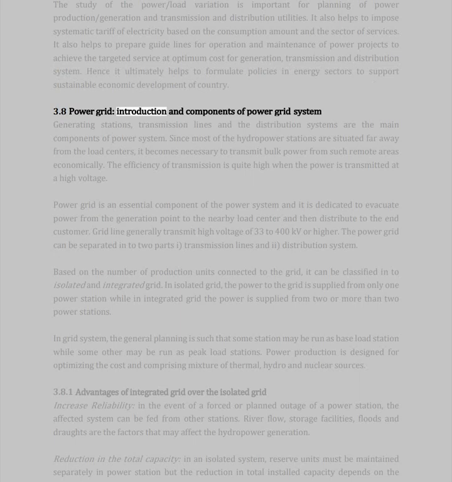3.8 Power grid, introduction and components of power grid system. Generating stations, transmission lines, and the distribution systems are the main components of power system. Since most of the hydropower stations are situated far away from the load centers, it becomes necessary to transmit bulk power from such remote areas economically. The efficiency of transmission is quite high when the power is transmitted at a high voltage.